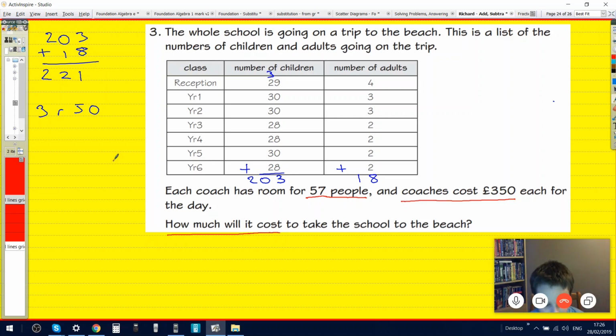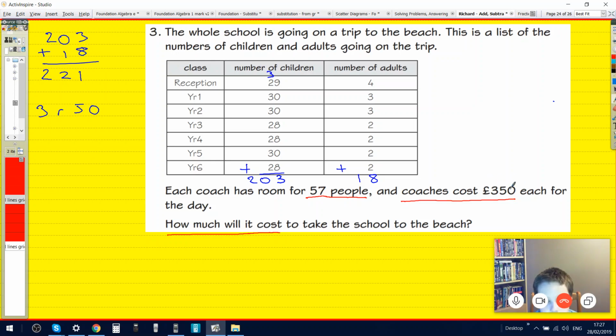So they would need 3 coaches. Well, they would need 3.5 coaches, I think. Wait. Can you get half a coach? No. Well, you can't chop a coach in half, but you can take up half the seats though.